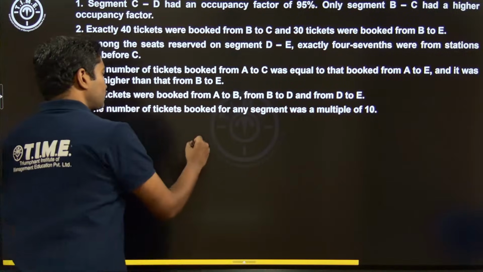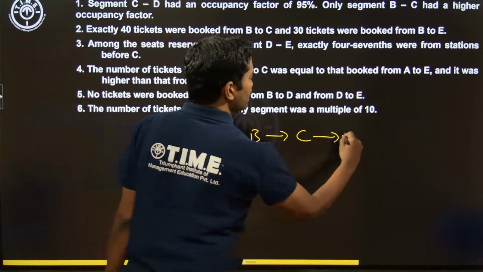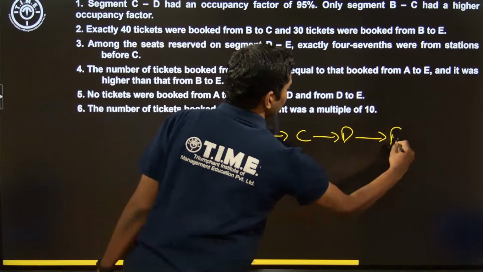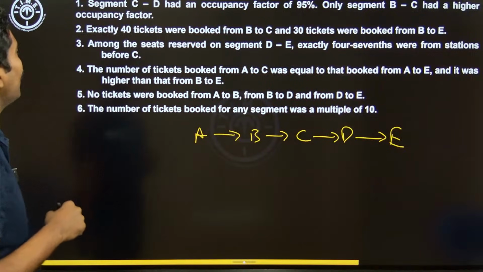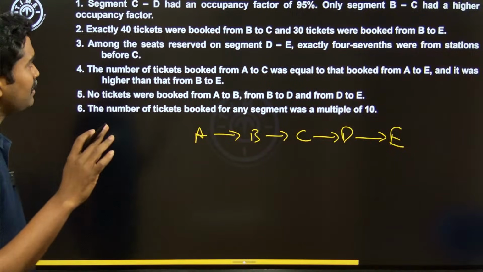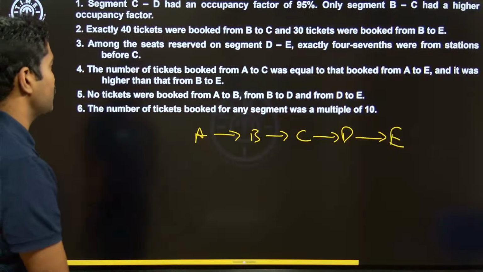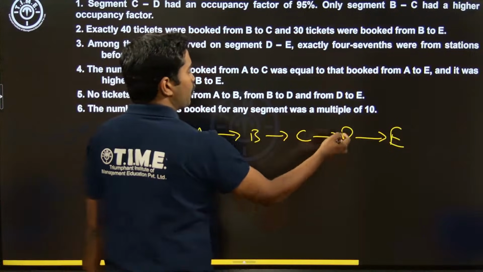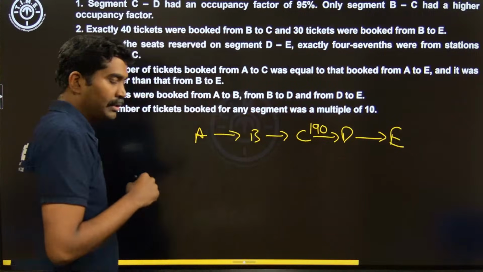We know A to B to C to D to E. This is how all the stations are going, right? Total seats are 200. CD had an occupancy of 95%. So CD 95%, 0.95 into 200. This would be 190, right?